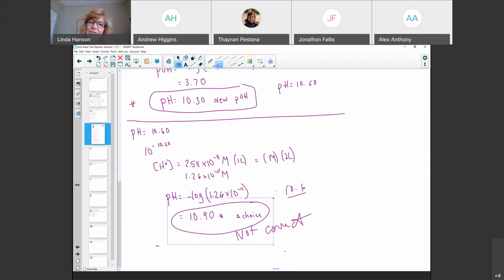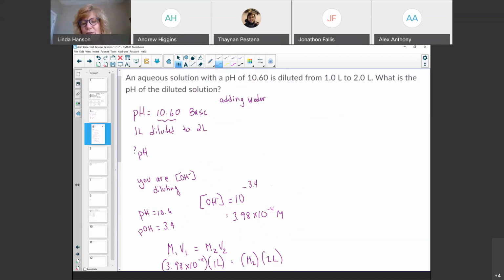Perfect. At first glance, that looks like a pretty simple question, but it has a trick. And I just wanted to grab that trick: if you're using a pH from a basic solution, perform your dilution from the hydroxide concentration. Perfect. Any questions on that one before we move on? Let me give you a moment of think time.